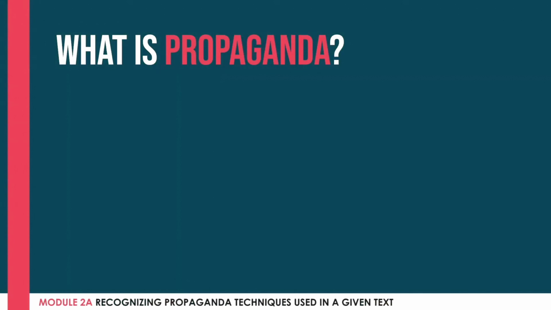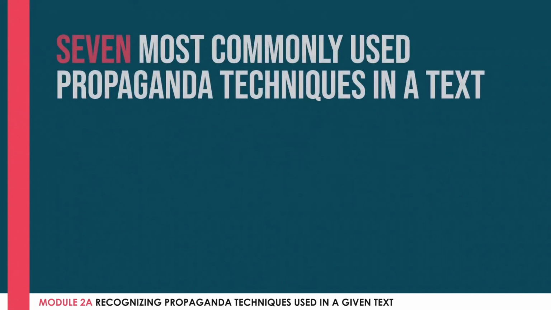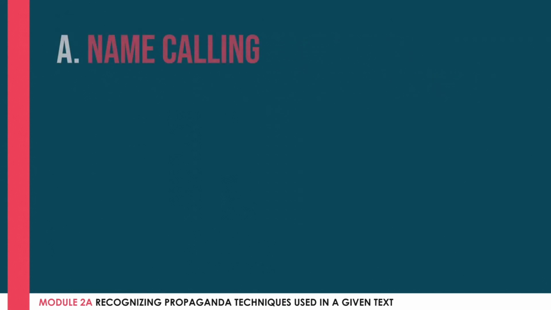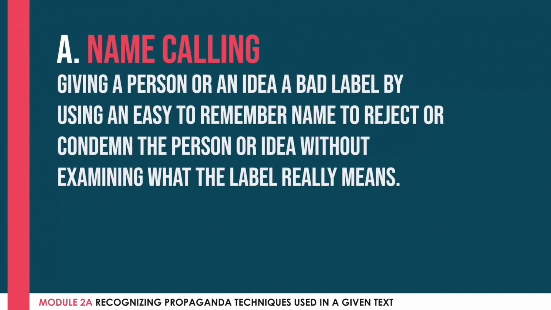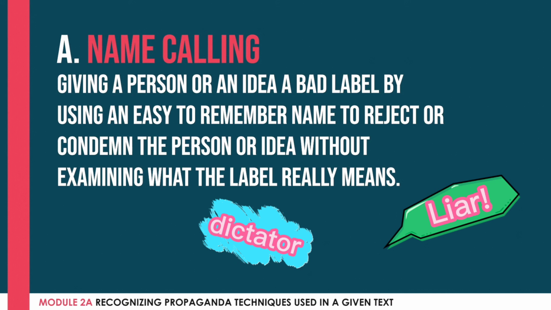What is propaganda? Propaganda is a form of communication that is aimed at influencing the attitude of a community towards some cause or position by presenting only one side of an argument. There are 7 most commonly used propaganda techniques in a text. A. Name calling. This is giving a person or an idea a bad label by using an easy-to-remember name to reject or condemn the person or idea without examining what the label really means.